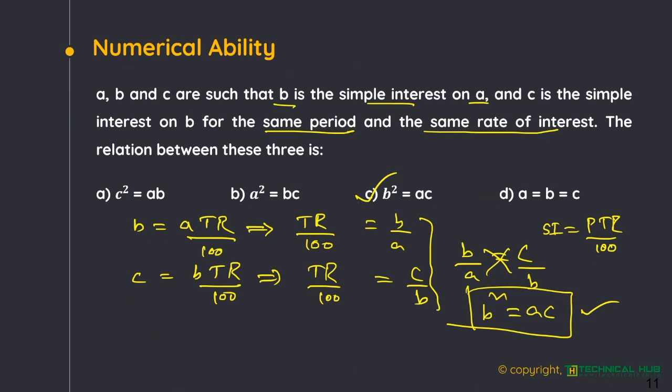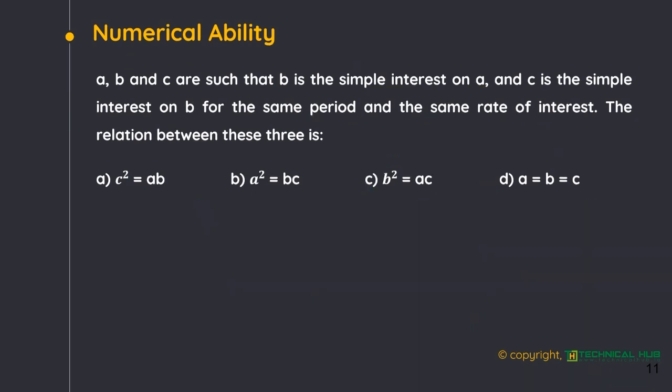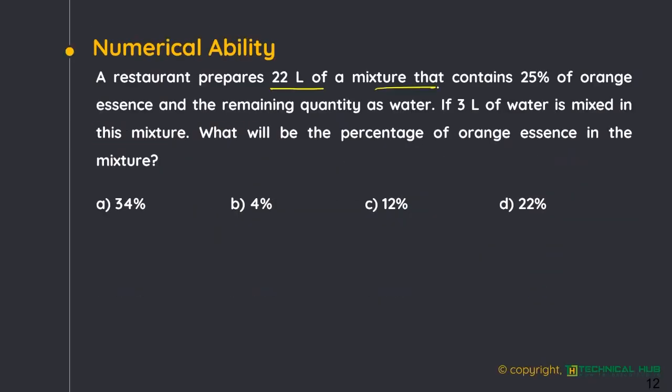Next question. A restaurant prepares 22 liters of mixture that contains 25% of orange essence. Here total 22 liters are there. 22 liters of mixture which contains 25% orange essence and the remaining quantity water. So total two types. One is orange essence and the second one is water. Given that 25% is orange essence, remaining 75% automatically water, right?